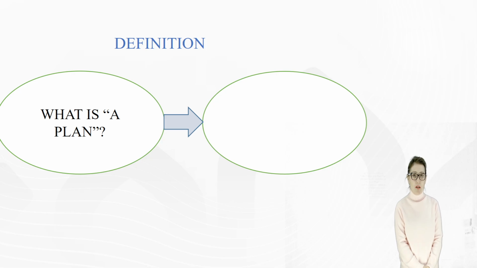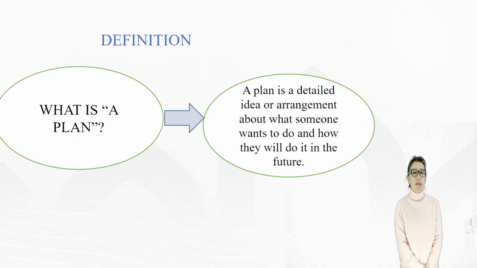What is a plan? Can you give me a definition of the term plan? Do you have a plan? A plan is a detailed idea or arrangement about what someone wants to do and how they will do it in the future. A plan shows what will be done, when, and how to reach a goal.